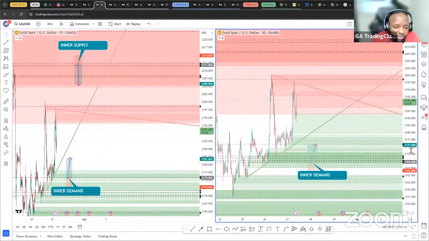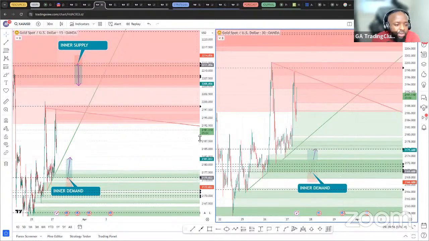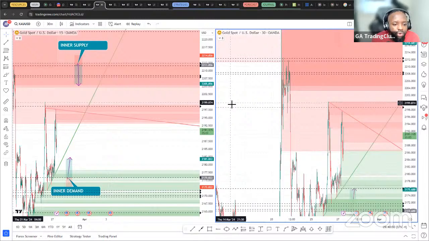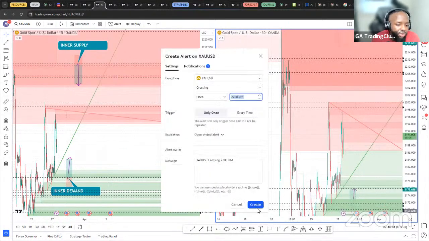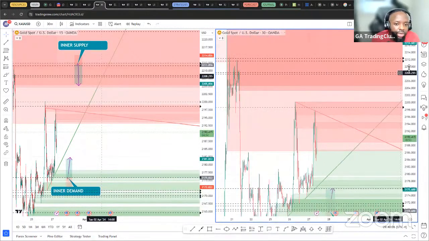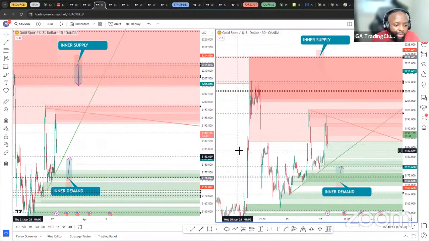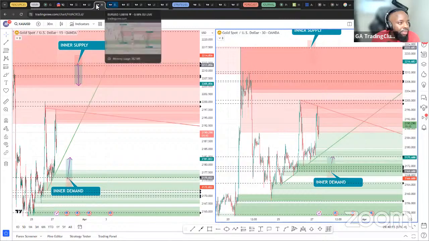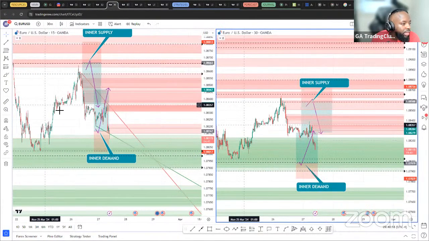Same thing for the 30. For the 30-minute, same thing. Inner demand, I'm liking the buys at 2169. Inner supply for gold on the 30-minute. Yes, I do see some sort of supply at 2200. But I'm liking this sell at the very top, which is at the all-time high, which is at 2222. So mostly I'm liking the buys on gold for now rather than the sells.